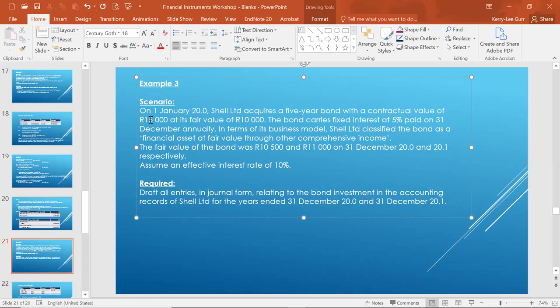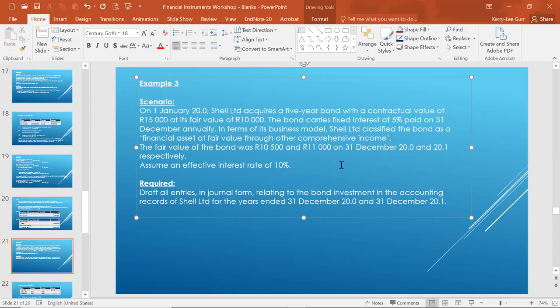The bond carries fixed interest at 5% paid on 31st December annually. In terms of its business model, Shell Limited classified the bond as a financial asset at fair value through OCI. So again, these kind people have told us the measurement, so we didn't even have to work it out. The fair value of the bond was 10,500 and 11,000 Rand on 31st December 20.0 and 20.1 respectively. We're then to assume an effective interest rate of 10%, and we are required to draft all entries in journal form relating to the bond investment in the accounting records of Shell Limited.